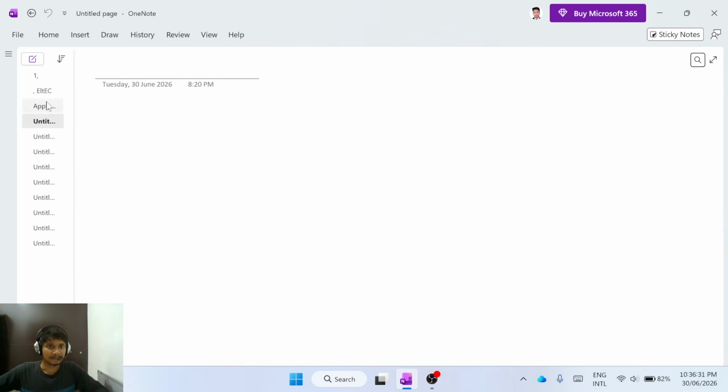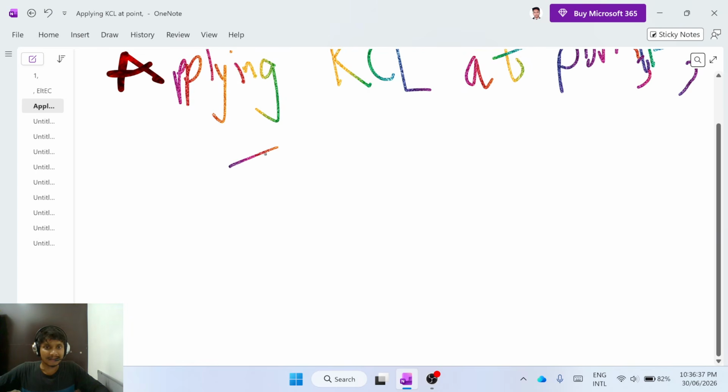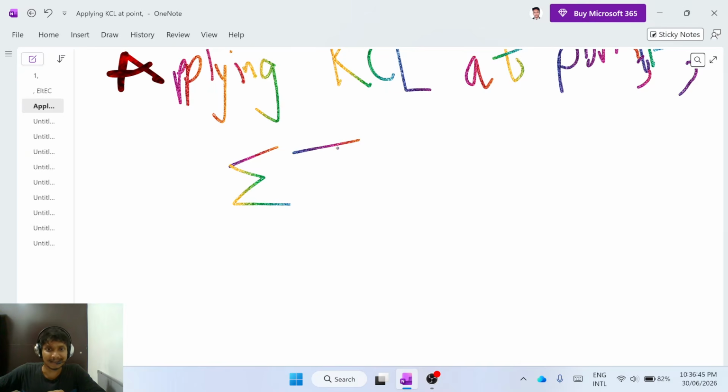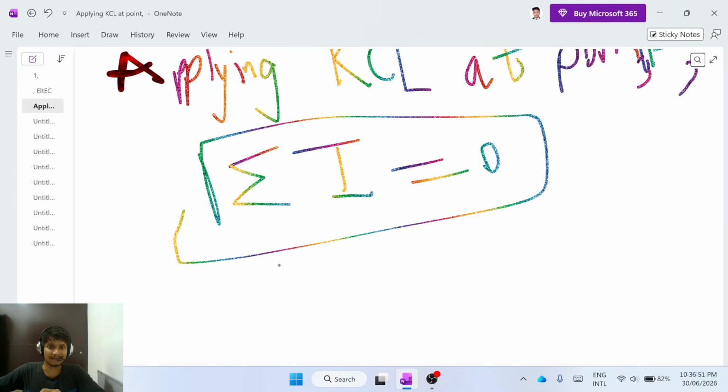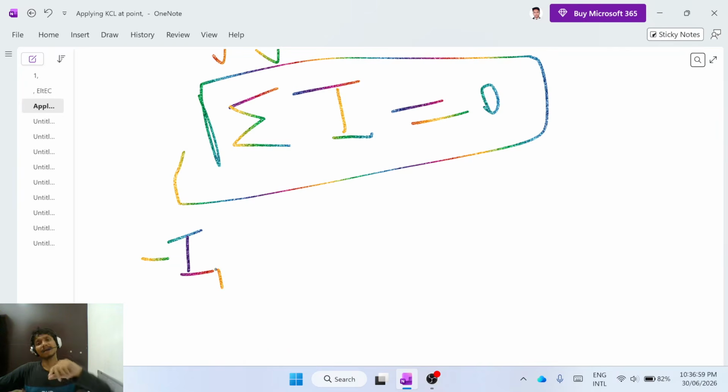Therefore, applying KCL at point F, what is the formula of KCL? Kirchhoff's current law: sigma I is equal to 0. This is the formula for KCL. Here, all the currents are outgoing currents, so they are minus. If there is any input or incoming current, that is plus. Here all are outgoing currents, so they are all minus.